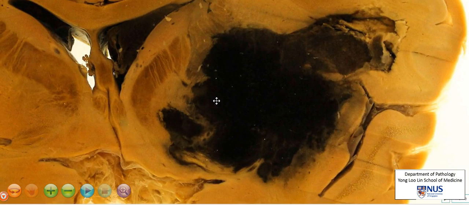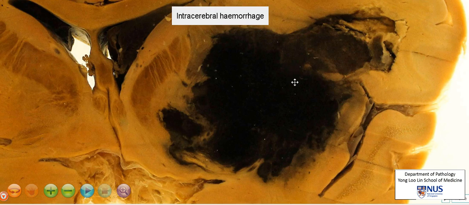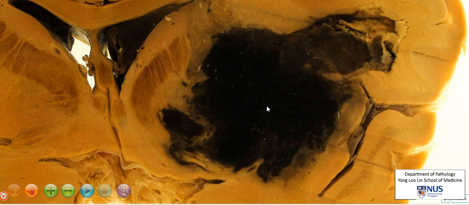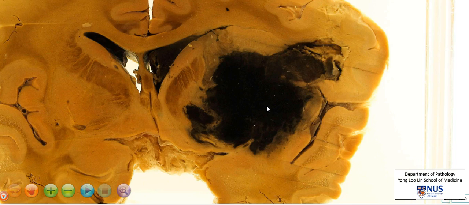What we are seeing here is an area of hemorrhage into the brain parenchyma. So when there is hemorrhage in the brain parenchyma, we call this intracerebral hemorrhage. Much of the time, intracerebral hemorrhage may not be traumatic in nature. There may be some underlying abnormality in the cerebral blood vessels that gives rise to hemorrhage. A very common cause of this would be hypertension.